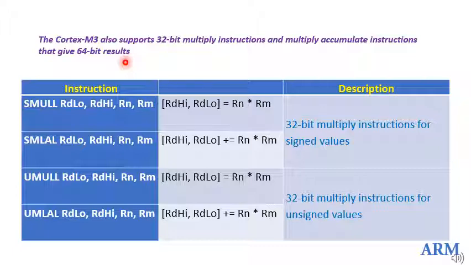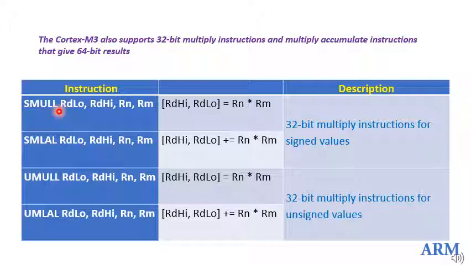But Cortex-M3 also supports 32-bit multiply instructions and multiply accumulate instructions that give 64-bit results. We have these both for signed as well as unsigned numbers. For signed values, the instruction is SMULL. This is for signed multiply of 32-bit data.